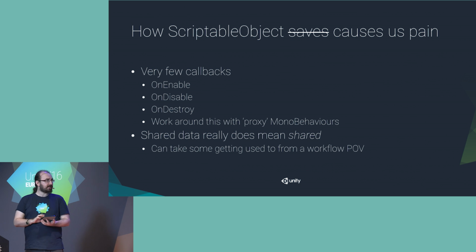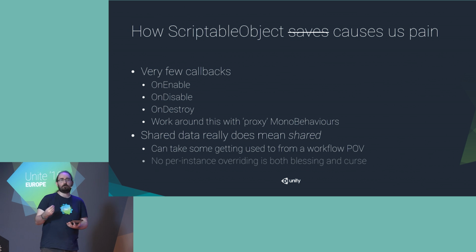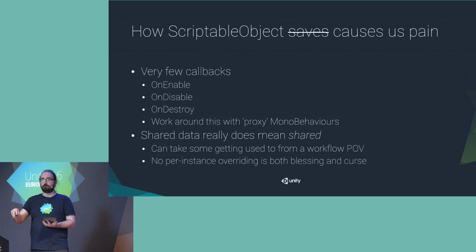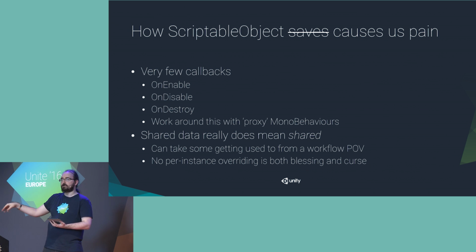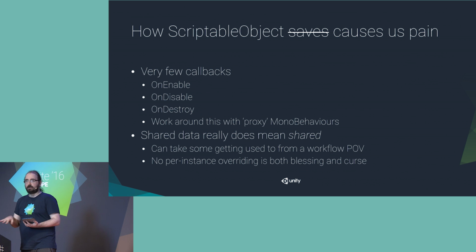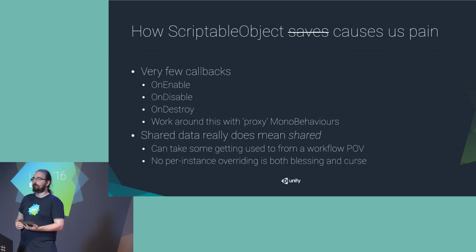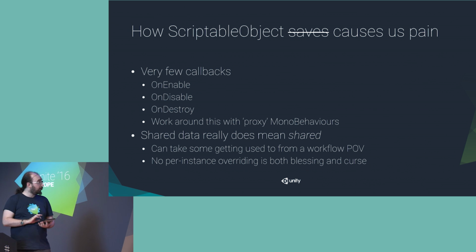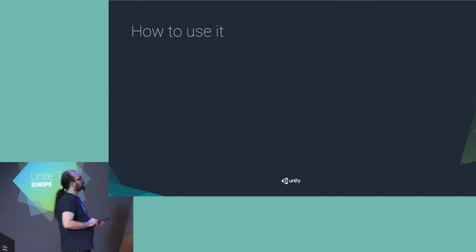But as I said before, there is this problem of overriding things by an instance where you don't mean to. So it is a blessing. It is also a curse. So it's kind of: decide exactly where you want to do it, and just get used to it from the workflow, train your people. So how do we use Scriptable Object?